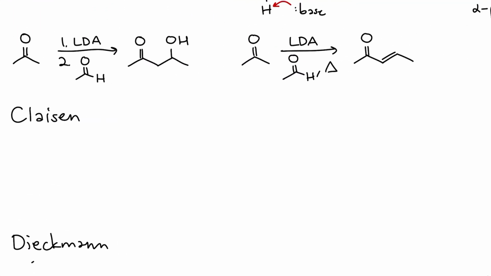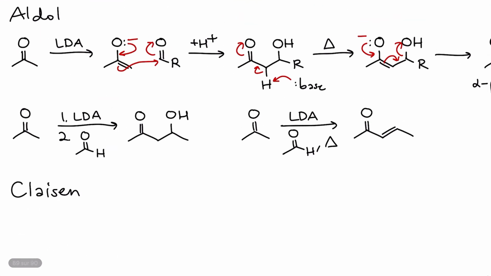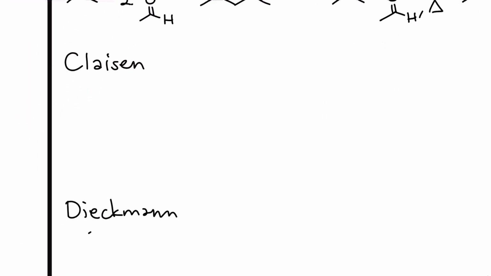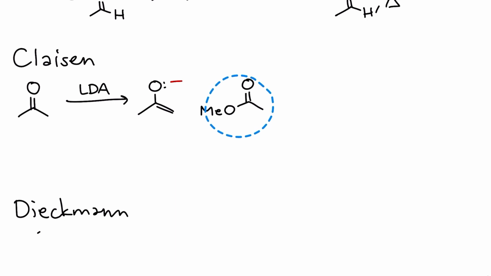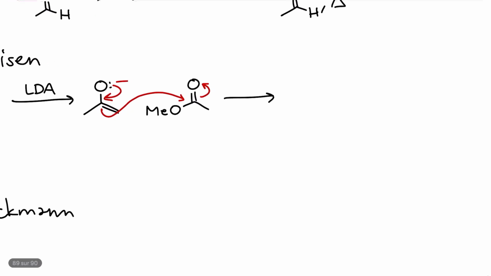Claisen is similar to Aldol in a way that you also attack the carbonyl. So let's say I have a ketone again, and LDA. So that, of course, will form your enolate. And what's special about Claisen is that we use an ester instead of an aldehyde or a ketone. So let's say I have a methyl ester instead of the aldehyde. Then the same thing happens. You will form a tetrahedral intermediate.